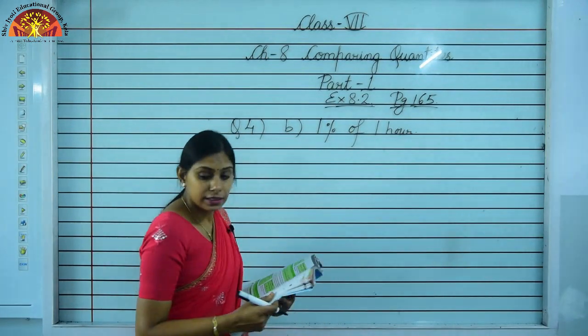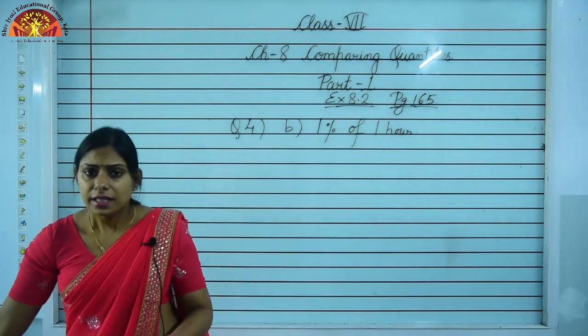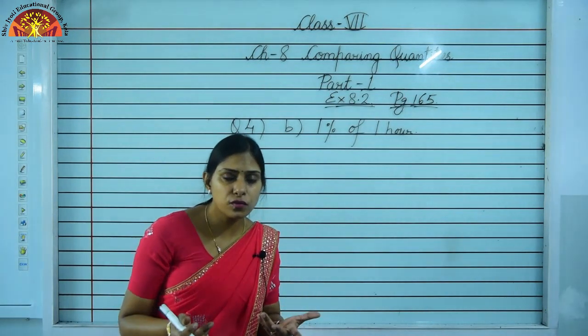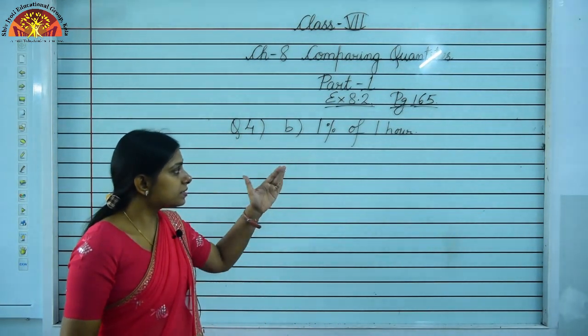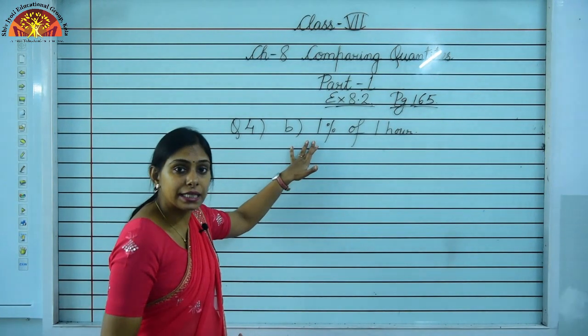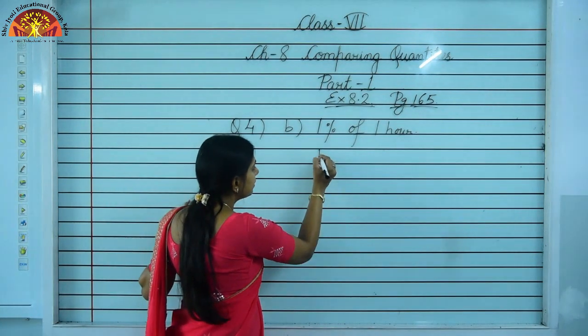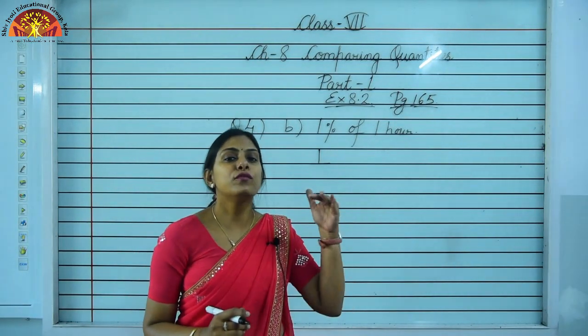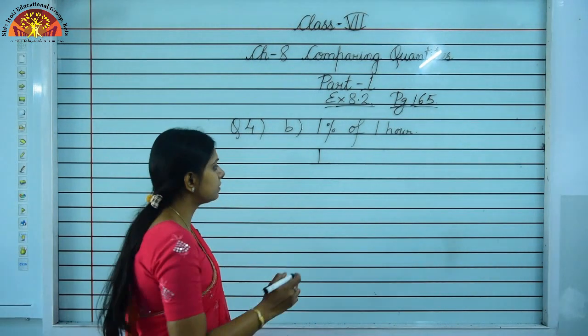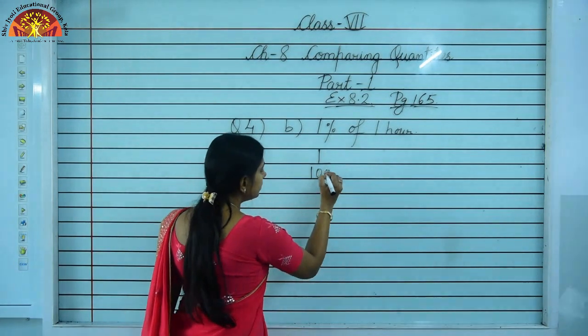What you have to find? 1% of 1 hour. In daily life you used to take 20% of this, 30% of this. तो हम कैसे निकालते हैं, आपको पता है? Is it clear? So 1%. तो 1% को पहले हम फ्रैक्शन में कैसे कन्वर्ट करेंगे? जब भी हम परसेंटेज को फ्रैक्शन में कन्वर्ट करते हैं तो क्या करते हैं? We use to divide it by 100. So 1 upon 100. Okay.